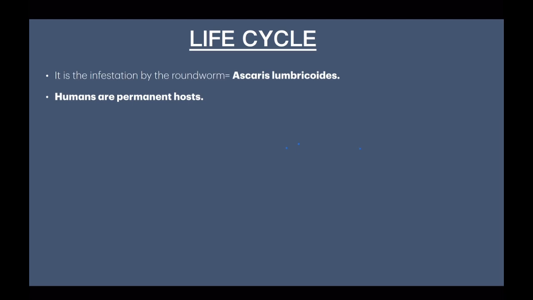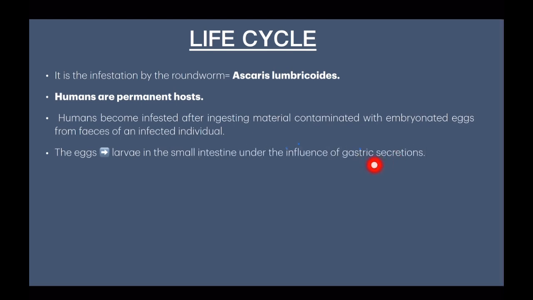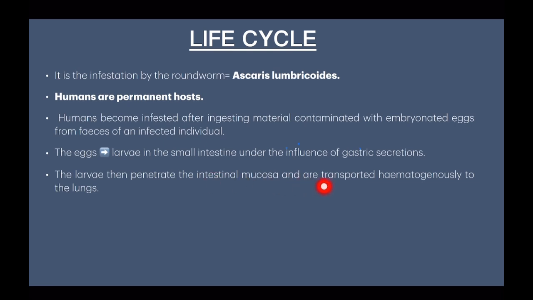These worms reside in the small intestine. The life cycle is direct and does not require an intermediate host. Humans are permanent hosts. Humans become infested after ingesting material contaminated with embryonated eggs from feces of an infected individual. The eggs then hatch into the larva in small intestine under the influence of gastric secretions. These larvae have the capacity to penetrate the intestinal mucosa and are transported hematogenously to the lungs.